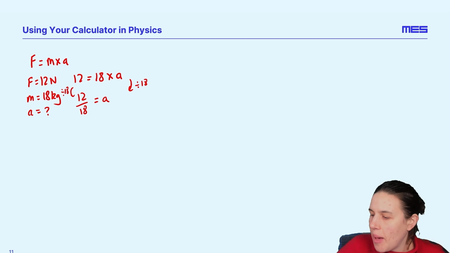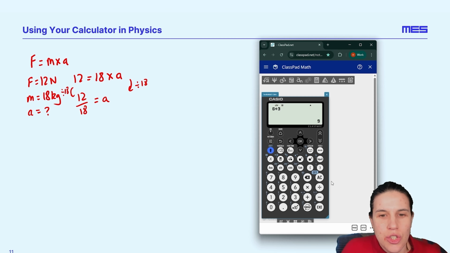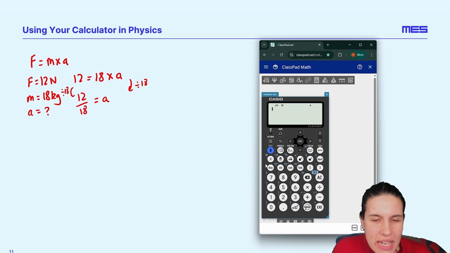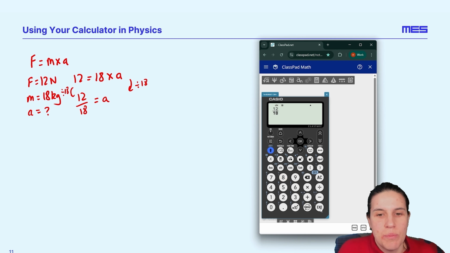Right, let's grab out my calculator because I can't do that one in my head. So I'm going to use the fraction button, which is here. It used to be over here somewhere. Now it's here, okay? I'm going to put the 12 in the top, and then instead of using this arrow here, I'm going to use the down arrow, divided by 18, okay? And I'm going to press execute. That's now my equals button. So the acceleration is 2/3.